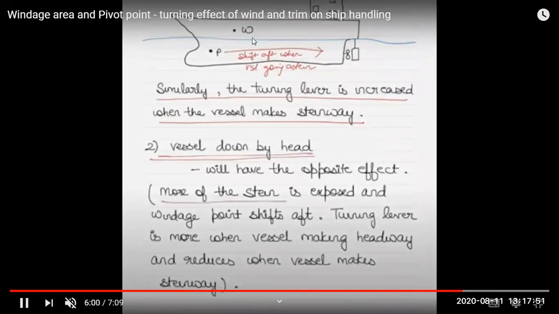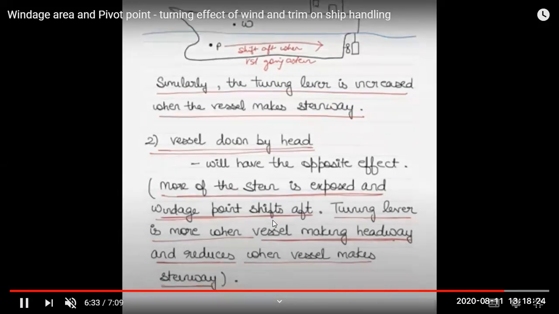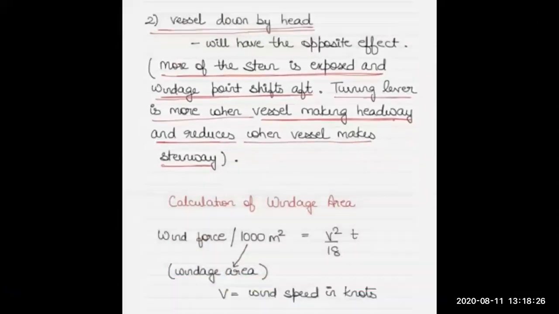Now the opposite will happen when the ship is down by head. Similar case, ship is down by head. So W will move aft because more of the aft part is exposed, and the ship is moving ahead. So P will be here. So there will be a very big turning lever when the ship is down by head, and when this wind is acting from here on the port beam, it will turn the vessel and the bow will go into the wind. So it will be a very violent turn.